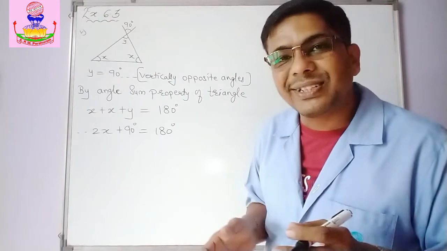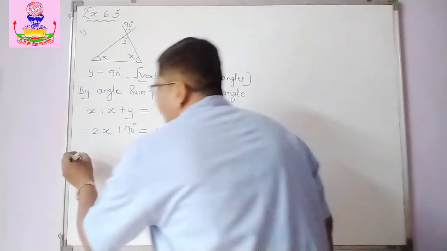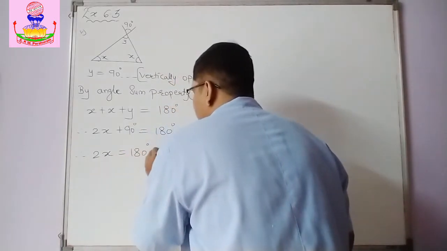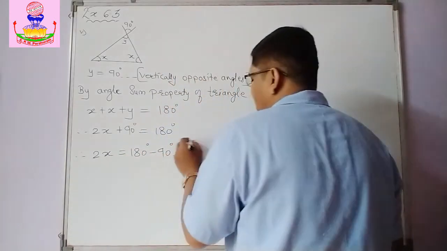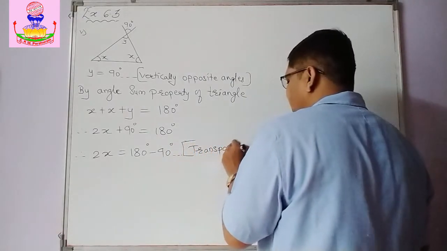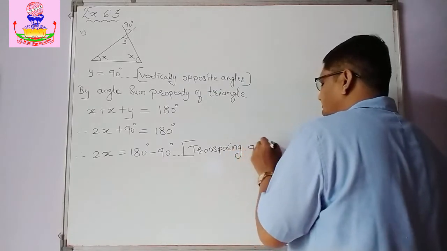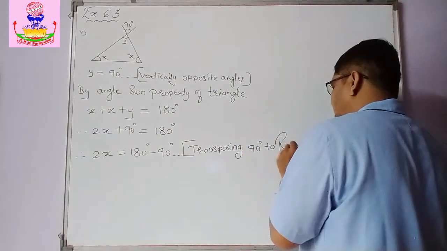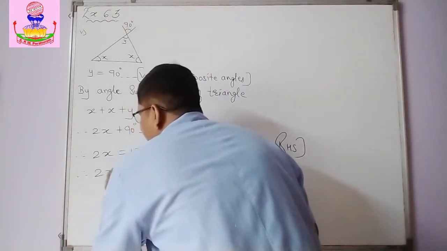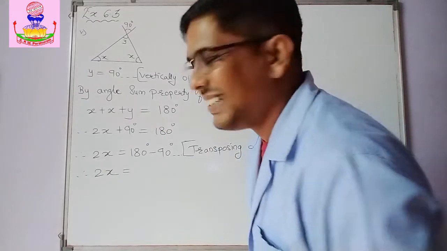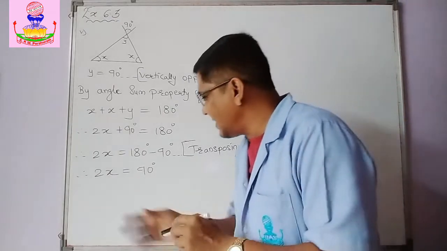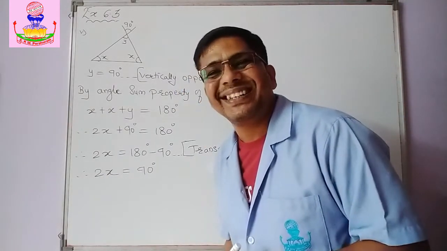Now, bring this 90 degrees to the right hand side. What are we going to do? Yes, transposing. So therefore, 2x is equal to 180 degrees minus 90 degrees. What did I do? Transposing 90 degrees to RHS, right? And 180 minus 90 is how much? Right, 90 degrees.